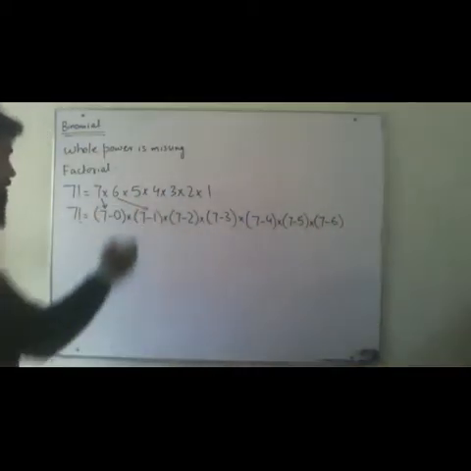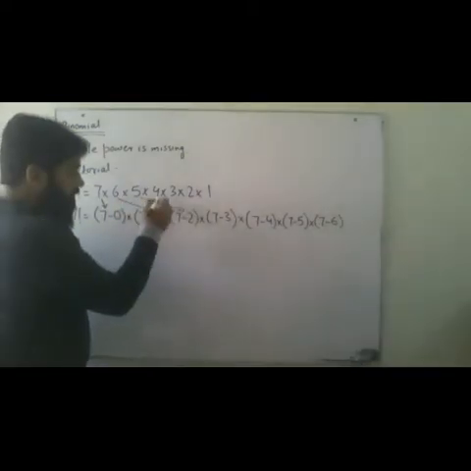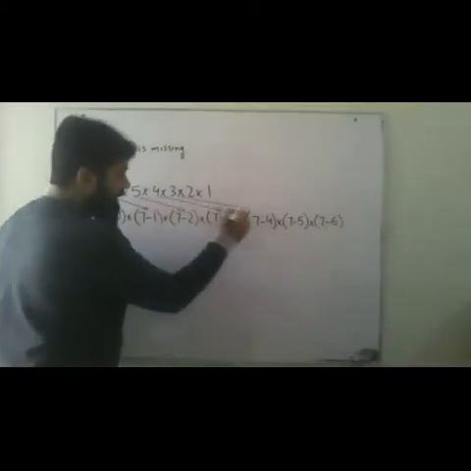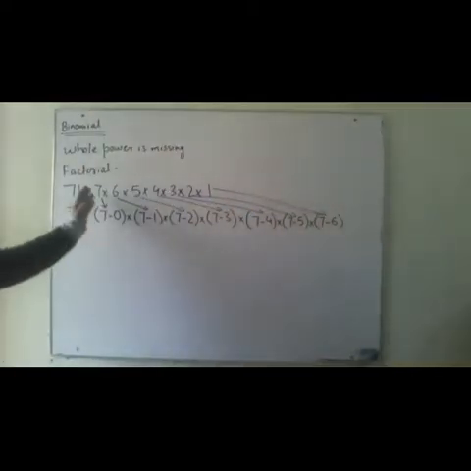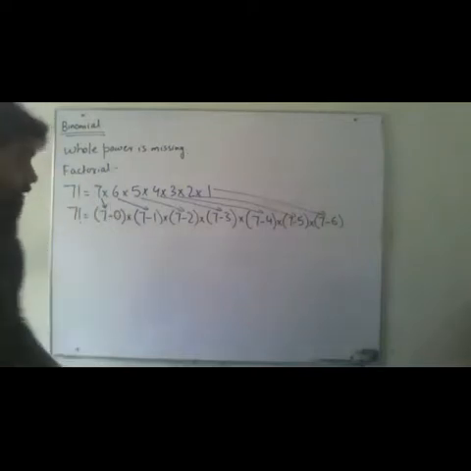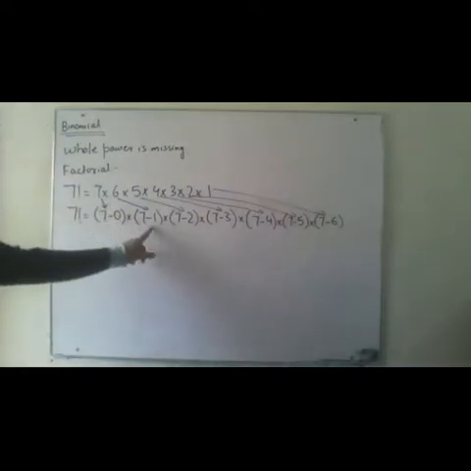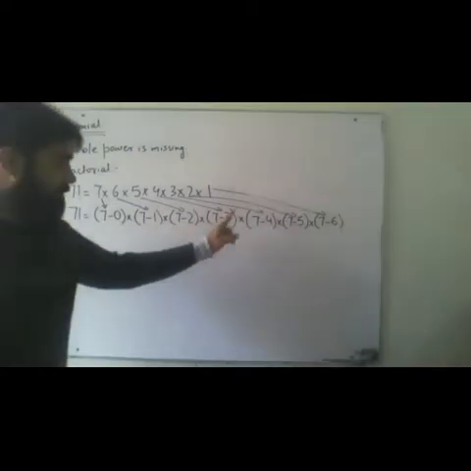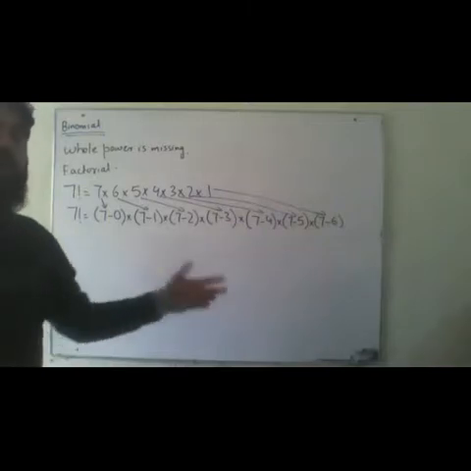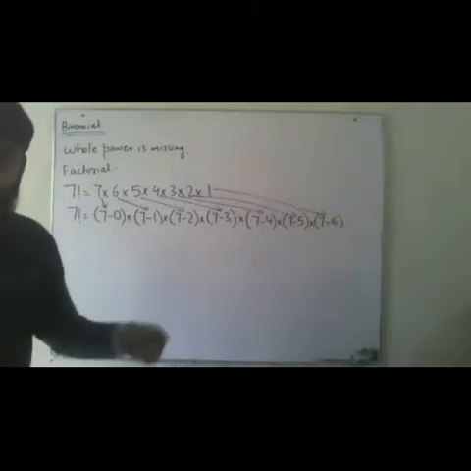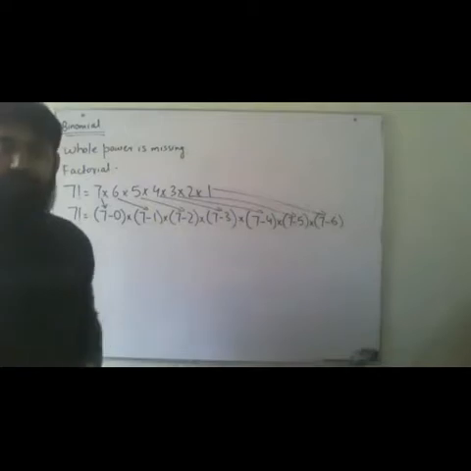Basically, this thing can also be written like this. Can I write it like this? You can write it directly, but you have to keep the concept in mind. What is going on over here? 7 minus 0, 7 minus 1, 7 minus 2, 7 minus 3, 7 minus 4, 7 minus 5, 7 minus 6. That is how we are going to work with factorial.